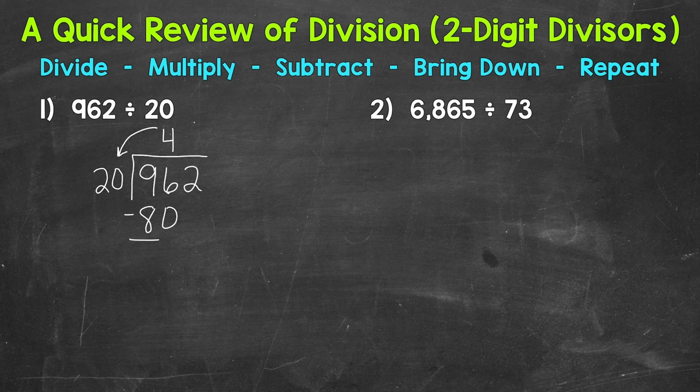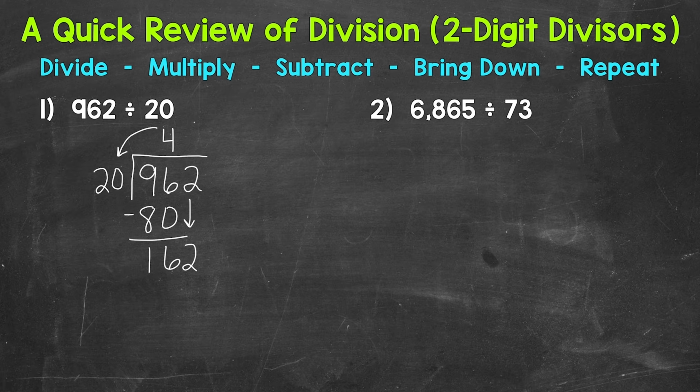Then we subtract. 6 minus 0, 6, and then 9 minus 8, 1. After we subtract, we bring down. So let's bring down this 2. And then we repeat. So we go back to divide. So now we have 162 divided by 20.